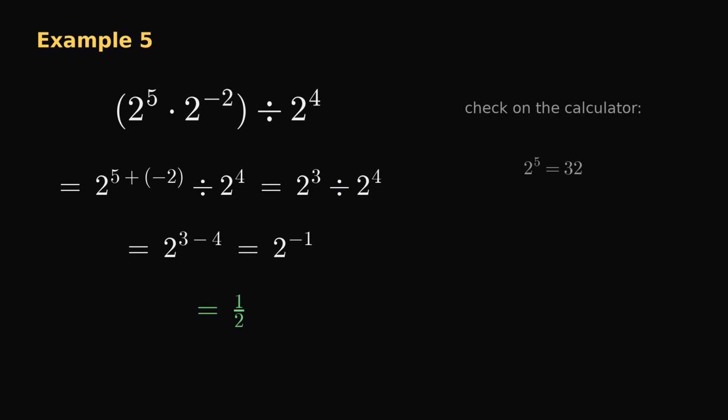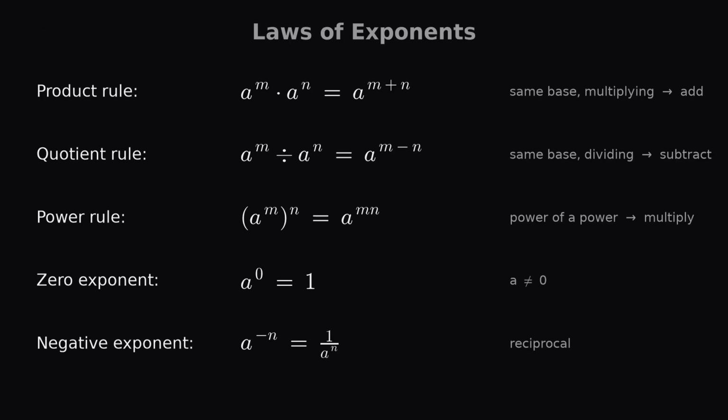And you can check this on your calculator. 2 to the fifth is 32. Times 2 to the negative second, that's 32 over 4, which is 8. Divided by 2 to the fourth, 16. 8 over 16 is 0.5. It checks out. So that covers the core laws of exponents.